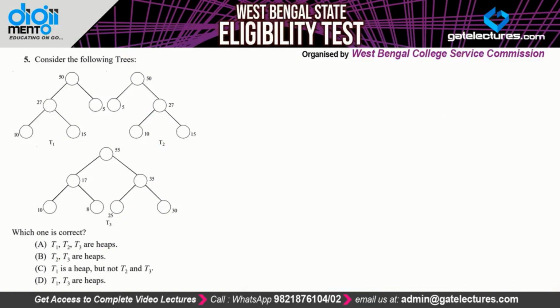Now let us look at question number 5. They are saying, consider the following tree. We have a tree here, and they are asking which of the following trees is actually representing a heap. We have two types of heap that I should tell you first of all: either a max heap or a min heap. Max heap means the root always contains the maximum data. So in every subtree, the root always contains the maximum data.